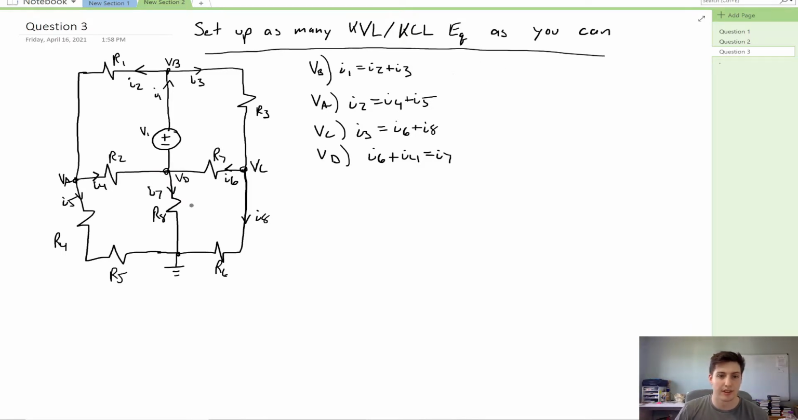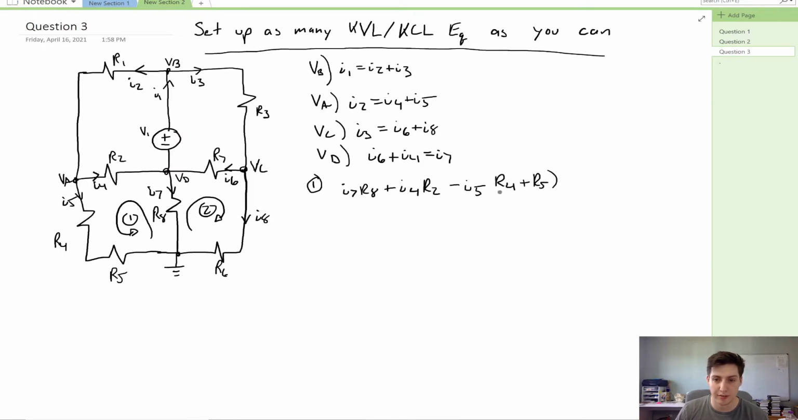Now we can look at two loops, which may be easy. So we can look at this loop here. Let's go counterclockwise, and then clockwise here. So with the first loop, we would have I7R8 plus I4R2 minus I5R4 plus R5 is equal to 0, because our current just has a voltage drop there.